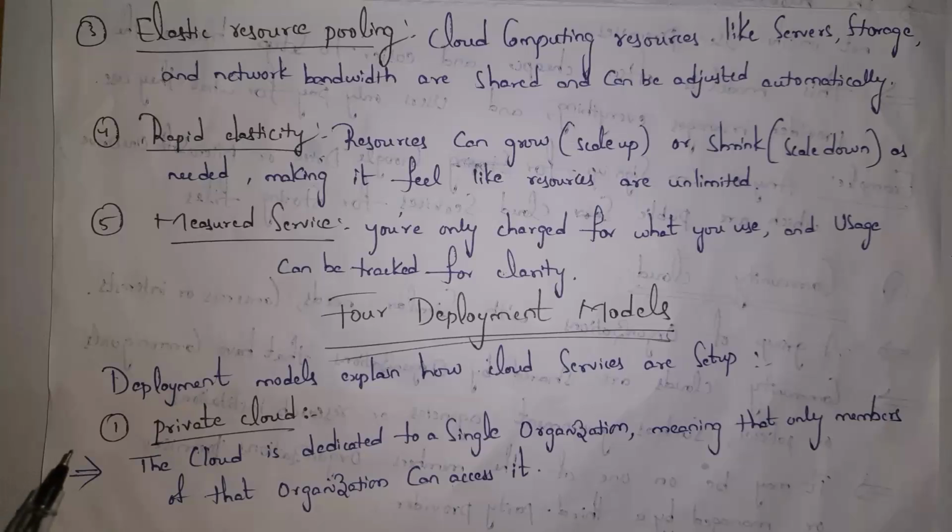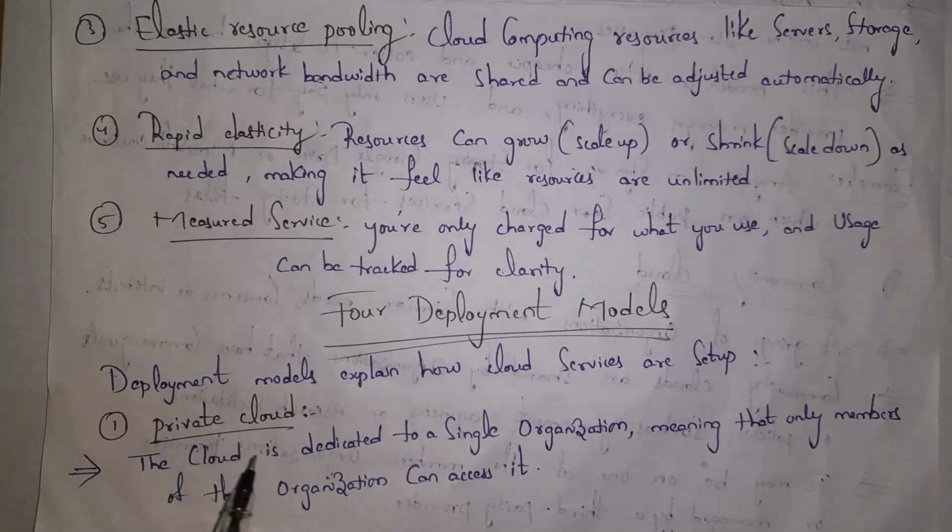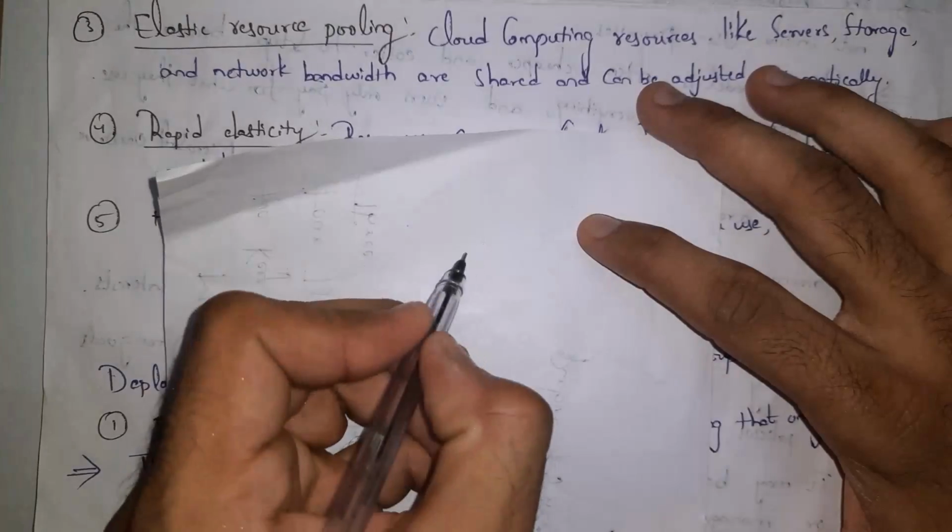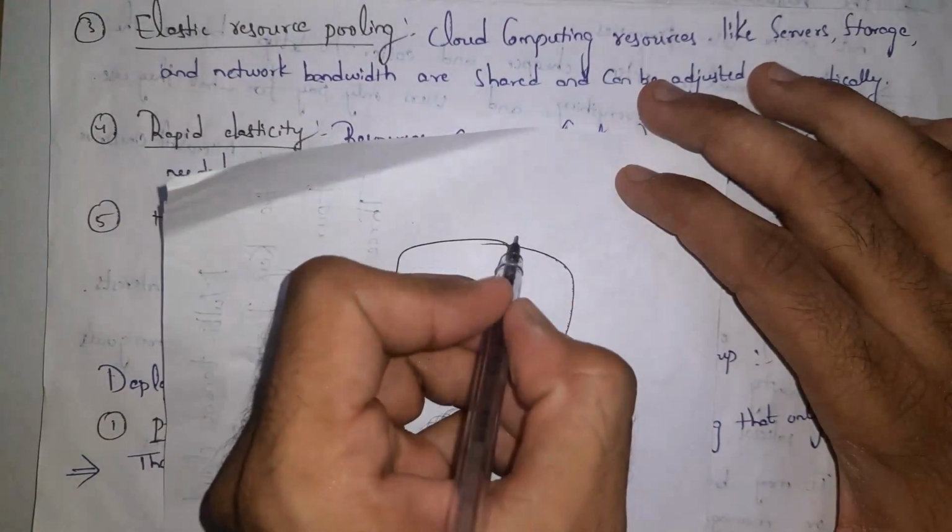At first I will explain what is private cloud. The cloud is dedicated to a single organization, meaning that only members of the organization can access it. For example, there is one small company. That company will take cloud for rent.